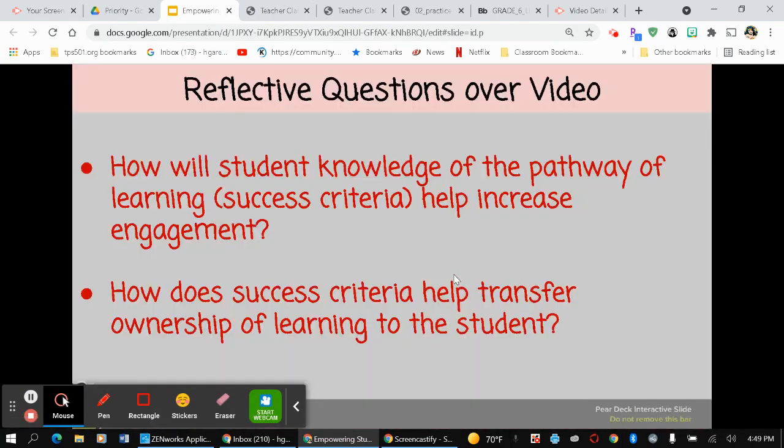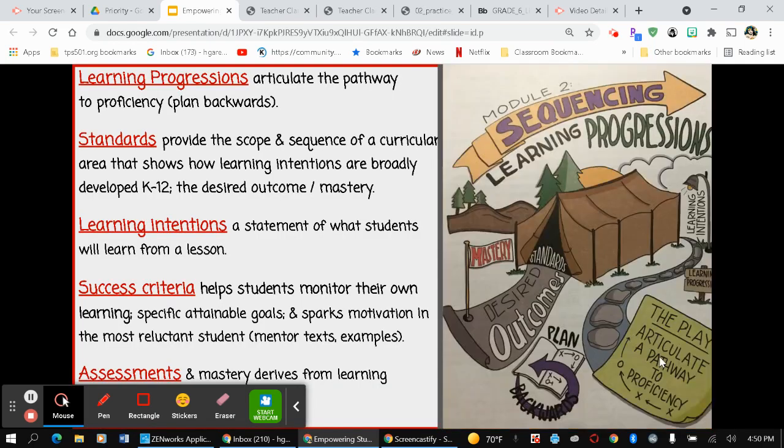Welcome back. The questions over the video are: how will student knowledge of the pathway of learning success criteria help increase engagement? And how does success criteria help transfer ownership of learning to the student? If you would please, we do have a Pear Deck interactive slide here. You could put your answers and then we'll be able to view them. Or if you'd like, if you're watching with a colleague, have a discussion over it. That's a valuable learning experience.